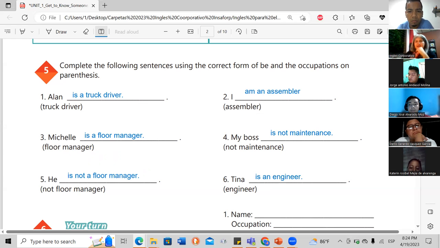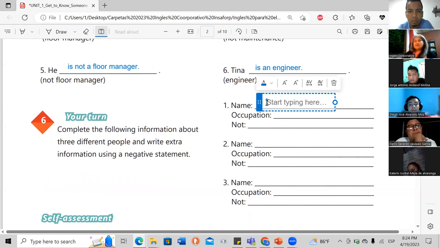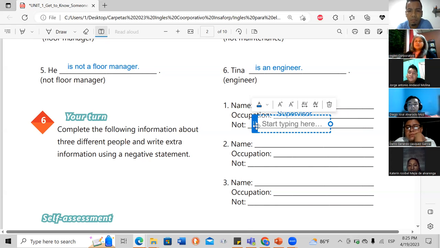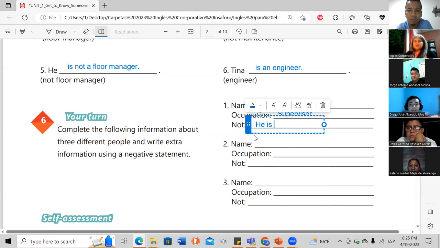Okay, that was good. Ahora vamos a terminar de llenar acá. Vamos a ver, name. Edwin. Occupations. I am a warehouse supervisor. Okay, well, supervisor. Podríamos poner otra ocupación. He is not an engineer.